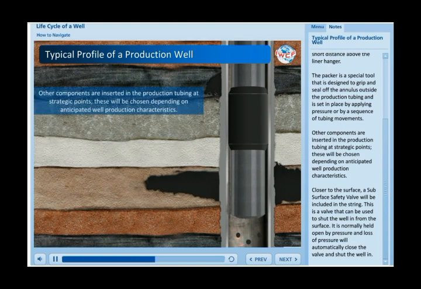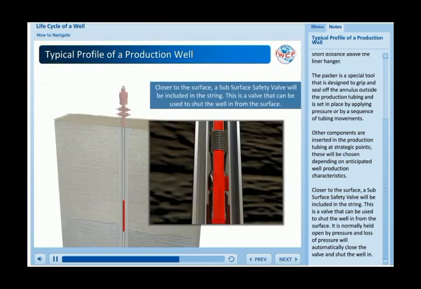Other components are inserted in the production tubing at strategic points. These will be chosen depending on anticipated well production characteristics. Closer to the surface, a subsurface safety valve will be included in the string. This is a valve that can be used to shut the well in from the surface. It is normally held open by pressure, and loss of pressure will automatically close the valve and shut the well in.